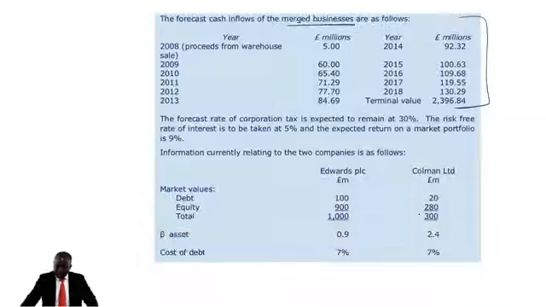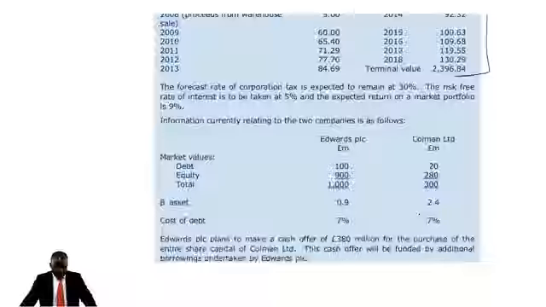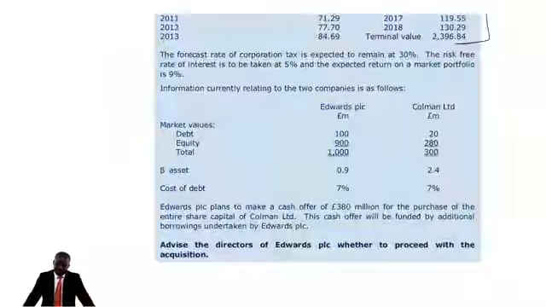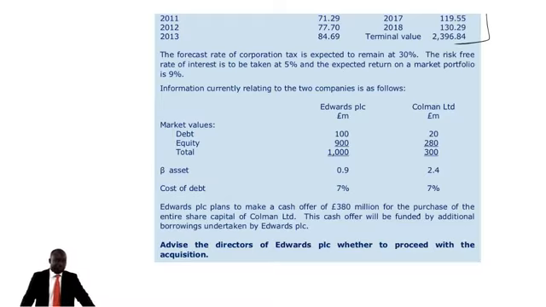Edward PLC, Coleman Limited, market value, debt, equity, total, beta asset, cost of debt. Edward PLC plans to make a cash offer of 380 million for the purchase of the entire share capital of Coleman Limited. This cash offer will be funded by additional borrowing undertaken by Edward PLC. Advise the directors of Edward PLC whether to proceed with the acquisition.